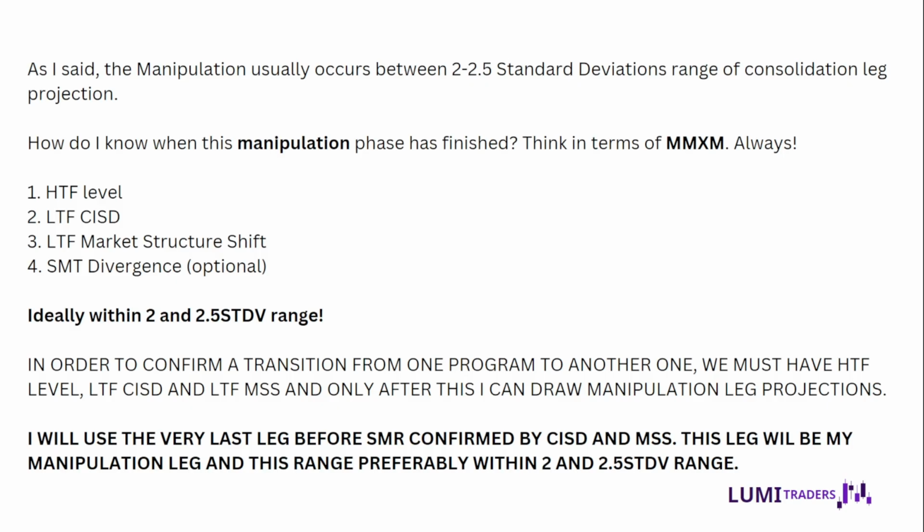Okay. Once again, in order to confirm transition from one program to another one, we must have height of intermediary, lower time frame change in the state of delivery, and market structure shift also on lower time frame. And only after this can I start drawing my manipulation leg projection. I will use the very last leg before smart money reversal that was confirmed by, once again, change in the state of delivery and market structure shift. This leg will be my manipulation leg, and this range preferably within 2 and 2.5 standard deviation range of accumulation consolidation leg projection.